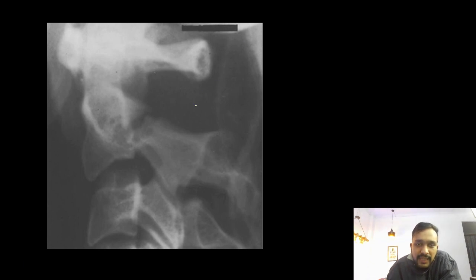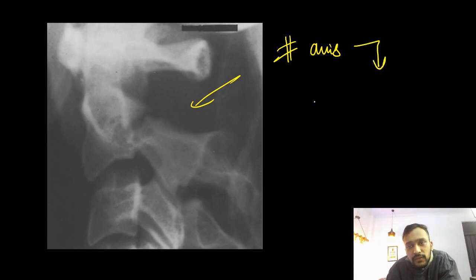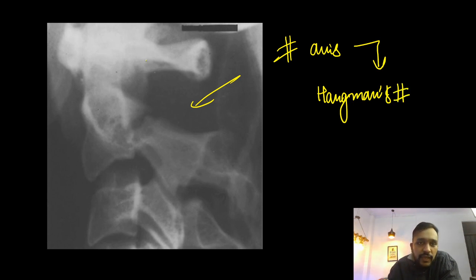In the second image, guys, we can see that there is a fracture of the axis vertebra. Fracture in the pedicle of the axis vertebra, and this is also known as hangman's fracture. If there would have been a fracture of the first vertebra, that is your atlas, then we would have called it a Jefferson fracture.